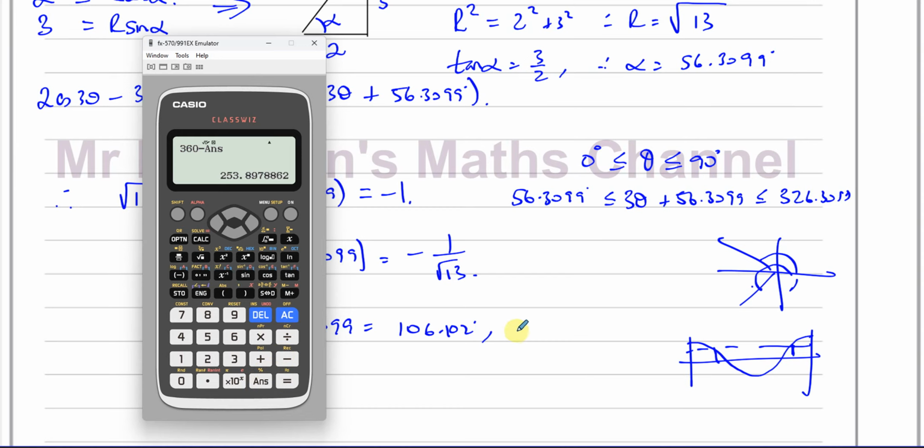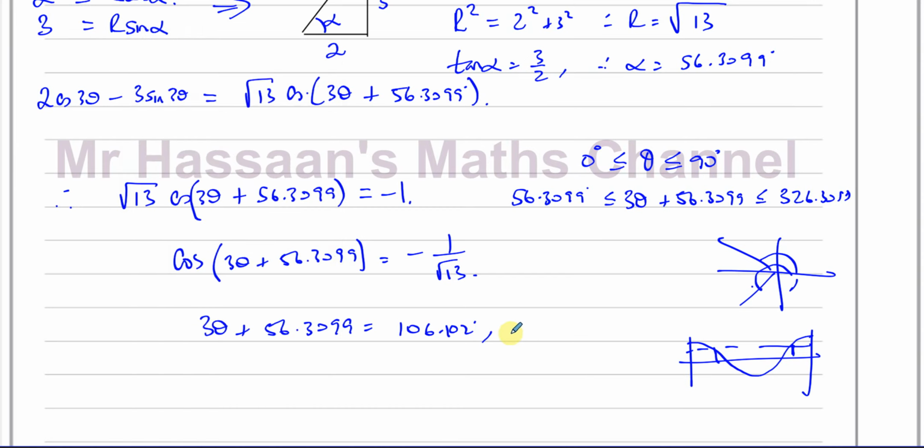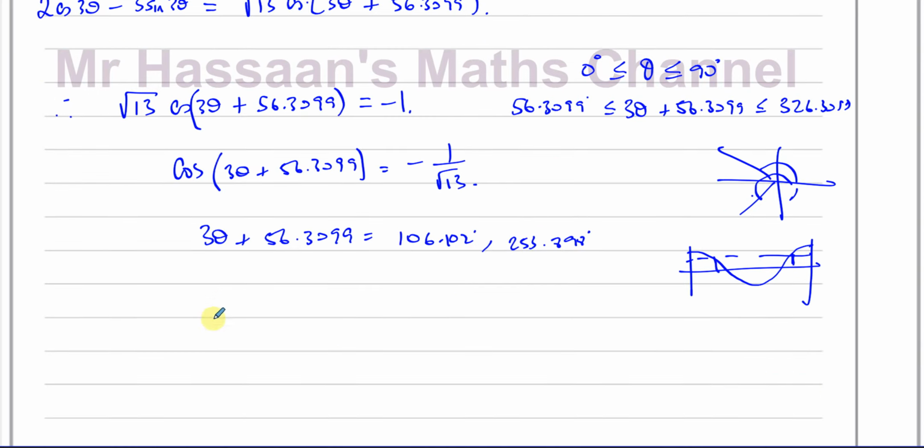That gives us 253.898 degrees. That's the second angle. Both of these are in the range. I don't think there's any other angles in the range. If I add 360 to this, it's going to be out of the range. If I take away 360 from this, it's going to be outside of the range. So those are the two solutions in our range, and those are what we will use to find our answers.